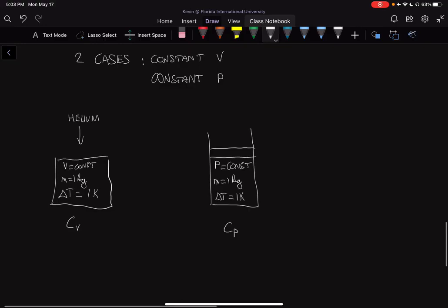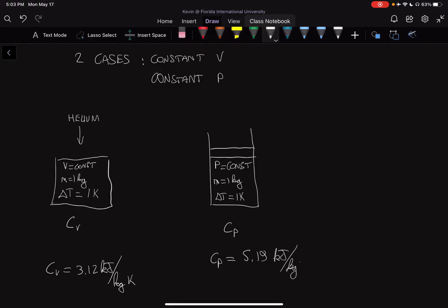Well, the answer is that Cv on this side is equal to 3.12 kilojoules per kilogram Kelvin. So it takes 3.12 kilojoules to increase 1 kilogram of mass by 1 degree Celsius, or Kelvin. On the right side, the Cp is equal to 5.19 kilojoules per kilogram Kelvin.